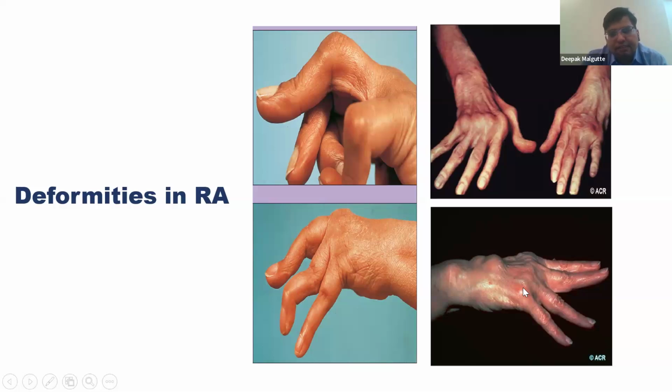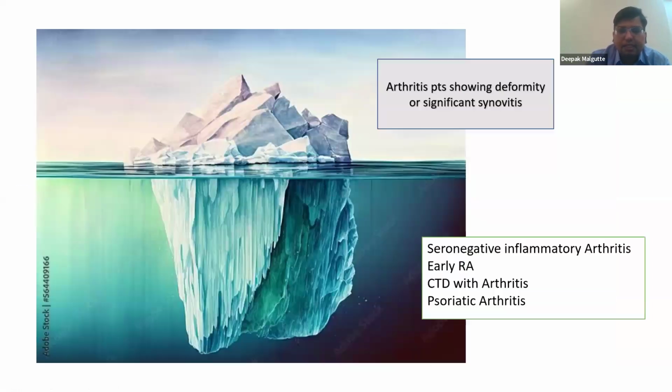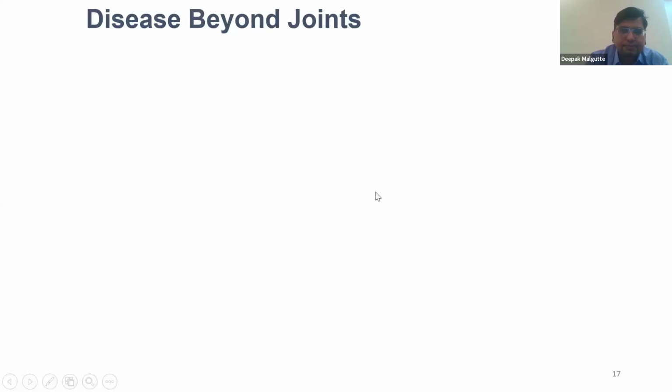And sometimes patients can have severe erosive disease, which leads to tendon rupture, resulting in the falling of the fingers, as we can see. It may mimic neuropathy and get misdiagnosed. So these deformities are just the tip of the iceberg, and if we diagnose the patient when these deformities have developed, then we may lose a large chunk of patients. What we need to identify is the patient who has early rheumatoid arthritis, seronegative inflammatory arthritis, or a CTD or psoriatic arthritis in their initial phases.